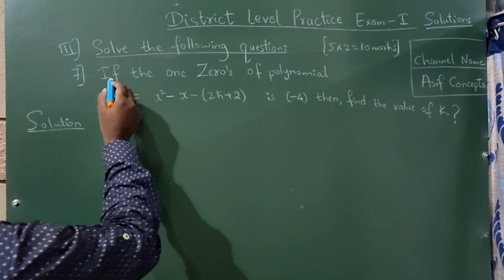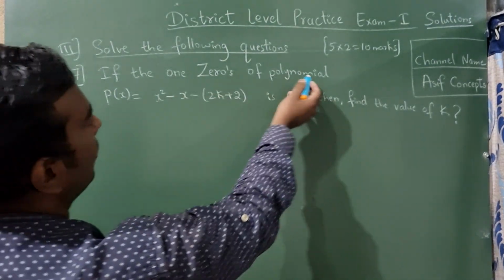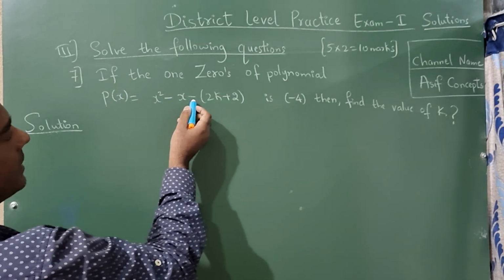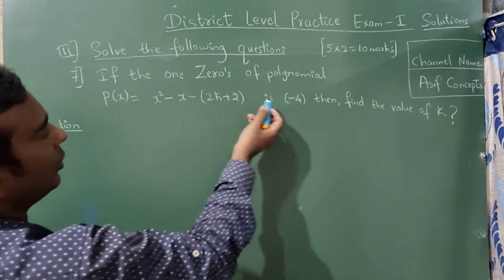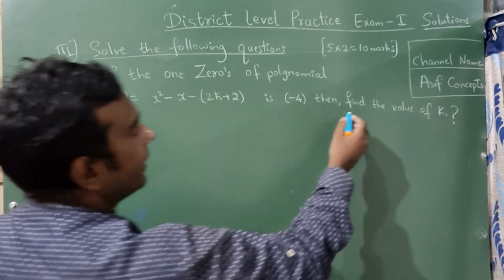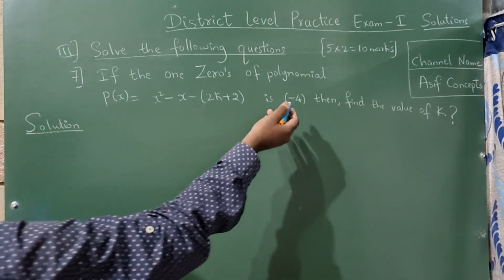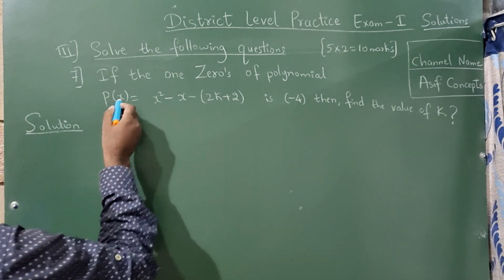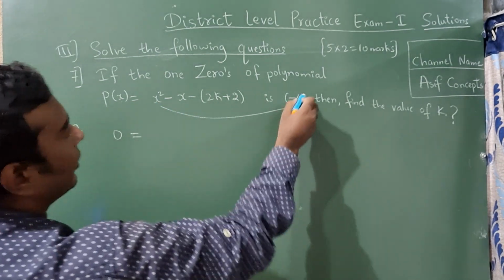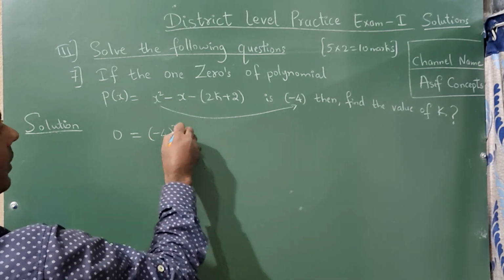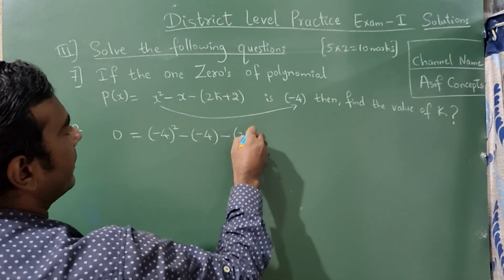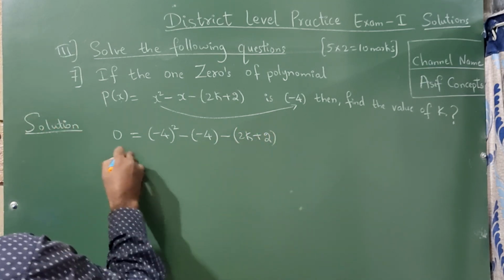Now, seventh question is, if one of the zeros of the polynomial p of x is equal to x square minus x minus 2k plus 2 is minus 4. So, one of the zeros is minus 4. Then find the value of k. Now, here what I am going to write is, in place of p of x, I am going to write 0. And in place of x, I am going to write minus 4. Again, in place of x, I am going to write minus 4. Then 2k plus 2.